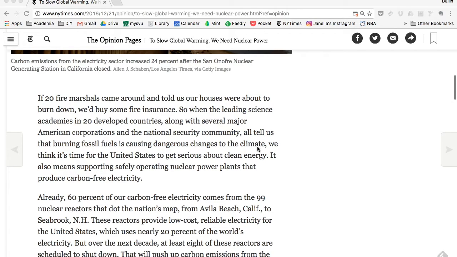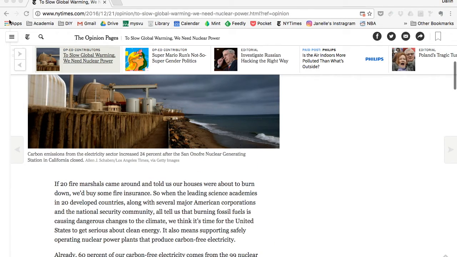Now, what about the thesis? How do they provide a solution? Last sentence. It also means supporting safely operating nuclear power plants that produce carbon-free electricity. Boom, there it is. Now we've moved from a baseline, introduced a problem, and we have our thesis, which is nuclear power is important for a carbon-free economy and power grid. Okay, let's look at a different example.